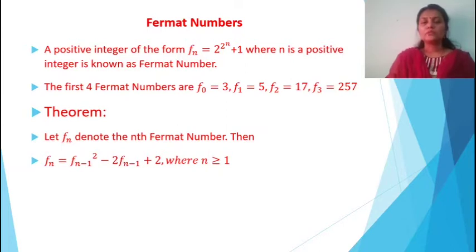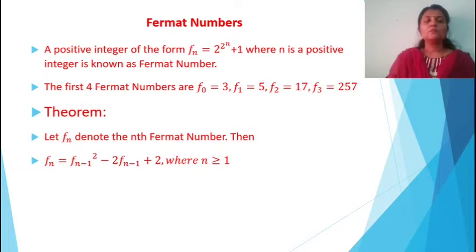Now F2 is 2 raised to 2 raised to 2, plus 1. 2 raised to 2 is 4, 2 raised to 4 is 16, 16 plus 1 is 17. F3 is 2 raised to 2 raised to 3, plus 1. 2 raised to 3 is 8, 2 raised to 8 is 256, plus 1 is 257.